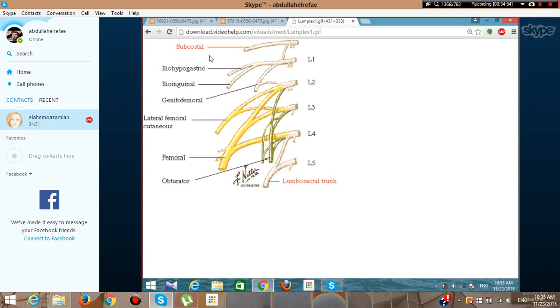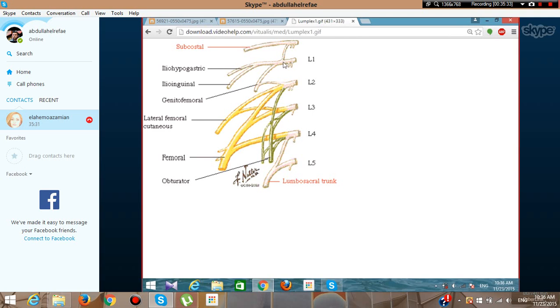But again, in lumbar and sacral part, we have plexus. So in lumbar region from L1 to L4, we have lumbar plexus. L4, L5, they form lumbosacral trunk. And then from S1 to S4, we have sacral plexus. Now we're going to talk about lumbar plexus, which is made from L1 to L4. From this lumbar plexus, we get different nerves.